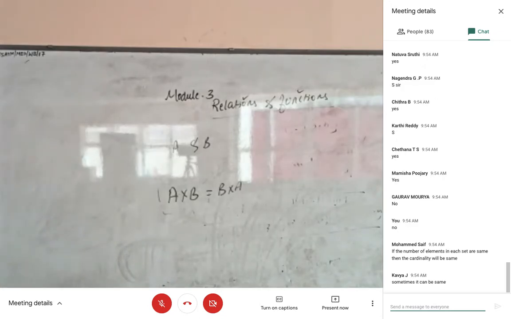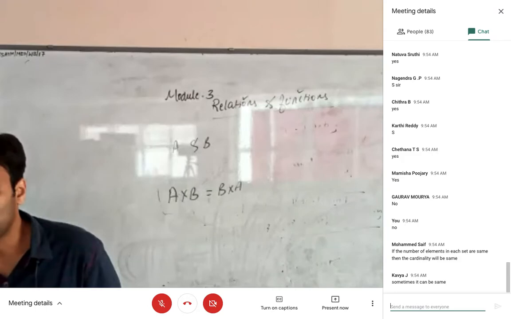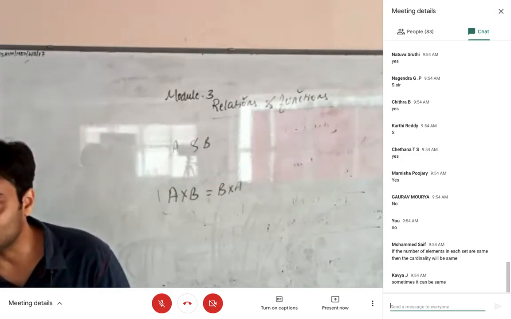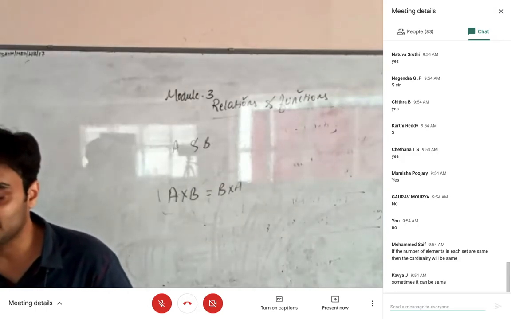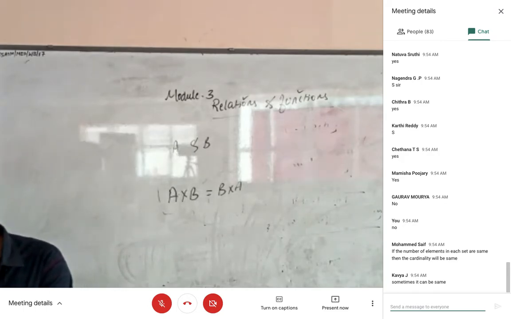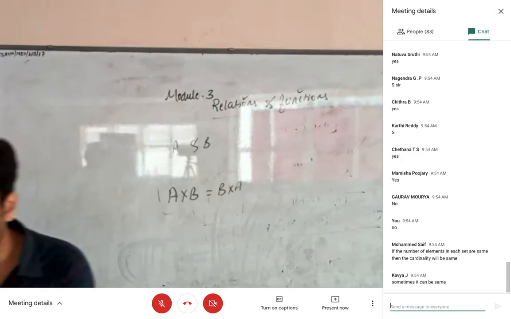Okay, so Mohammed Saif is saying that if the number of elements in each set is the same, then the cardinality will be the same. Exactly, very good. So what Mohammed has said is correct. That is one case. Is there any other case where both A cross B and B cross A will be the same? One case is correct, Mohammed is correct. Is there any other case?